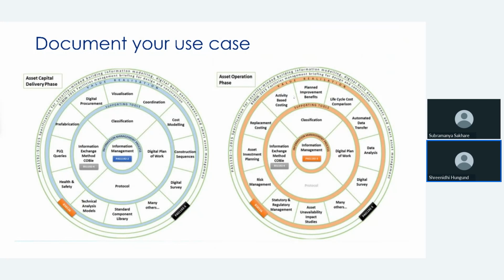Similarly, a digital plan of work or protocols. These are all the scope documents which we are discussing today. In the operation phase, if you don't have a classification, if you don't have a standard exchange methodology, it might not be that we should all use COBie. COBie is one exchange schema which was developed long back.